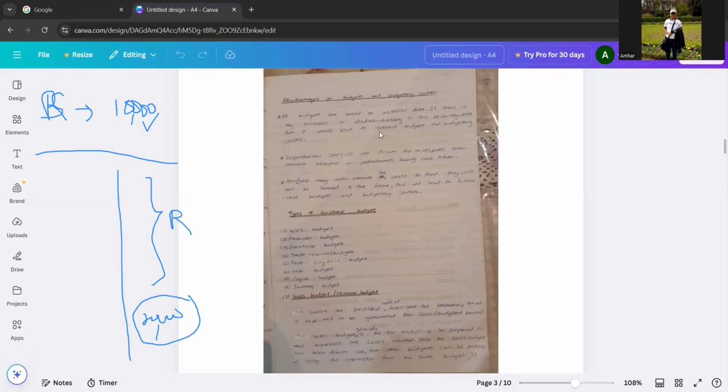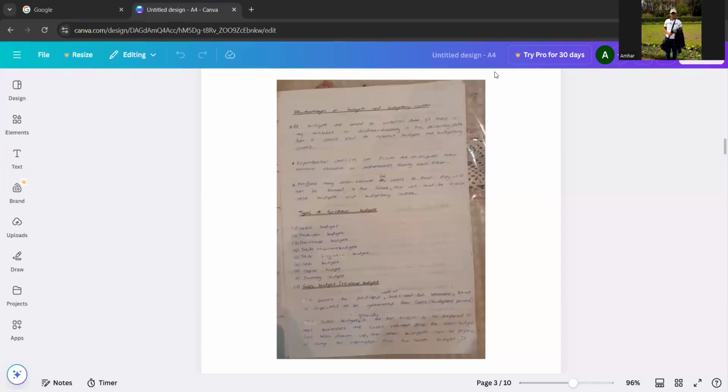Okay, now look at types of budget. We have 8 types of budget. First one is sales budget, production budget, purchase budget, trade receivables budget, trade payables budget, and then cash budget, capital budget, and inventory budget. Okay, so let's study one by one. Now look at sales budget. Okay, we'll study sales budget now.